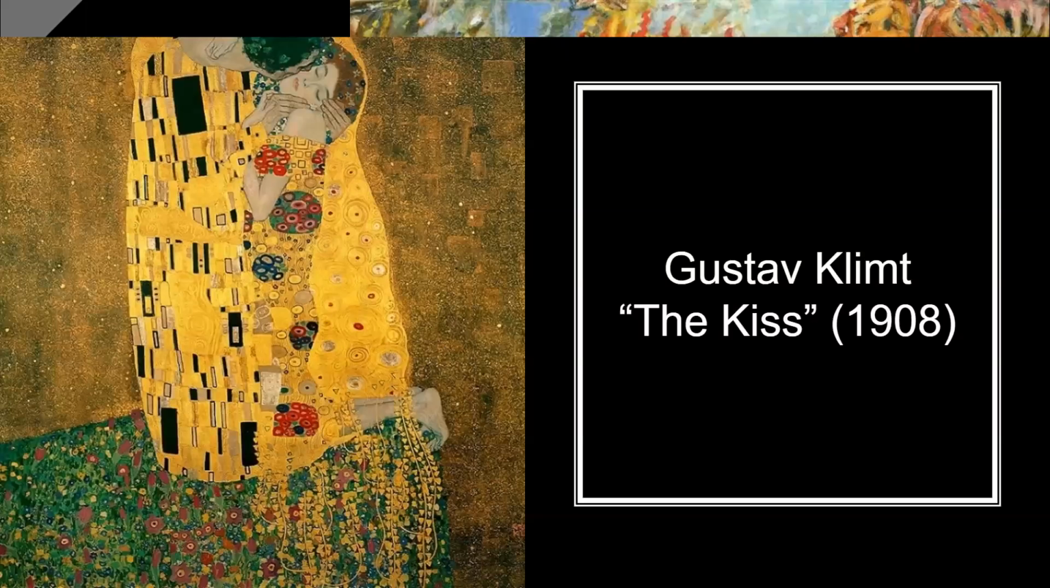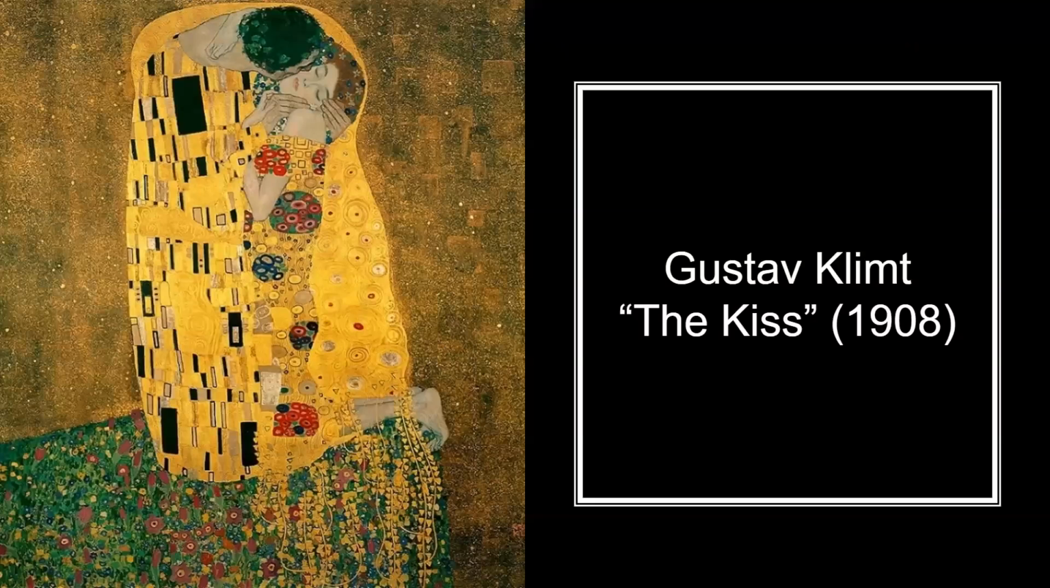The next piece that I'm going to talk about is Gustav Klimt's The Kiss. And this is arguably his most famous work, made in 1908. Klimt was also a Vienna-born artist in 1862, and he died in 1918. He grew up in poverty along with 6 siblings. He was inspired by Byzantine, Egyptian, classical Greek, and Baroque art.